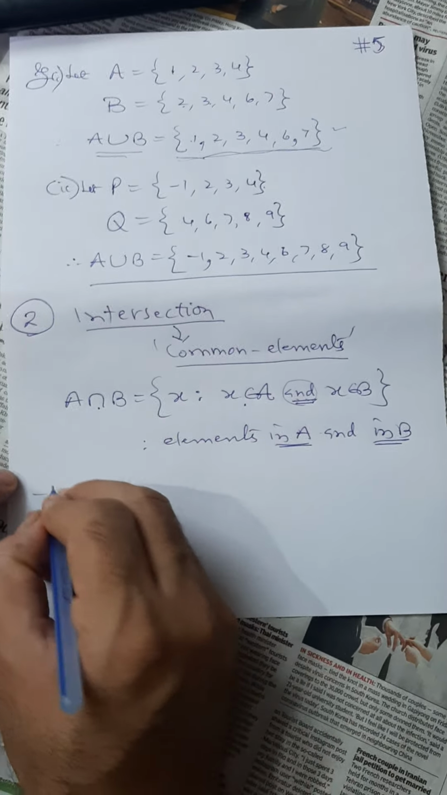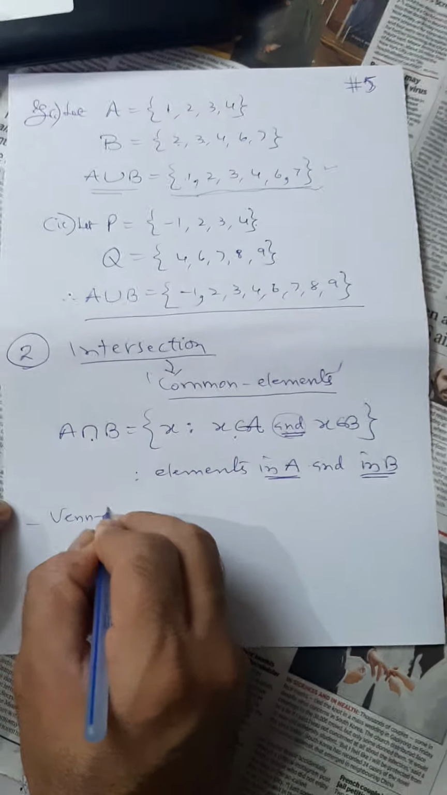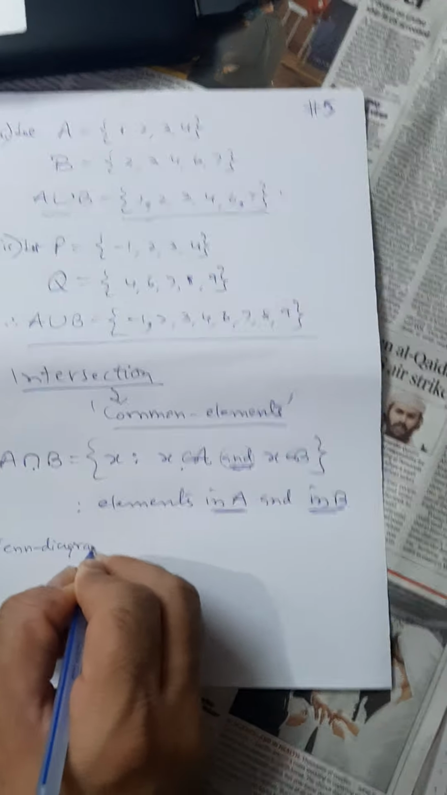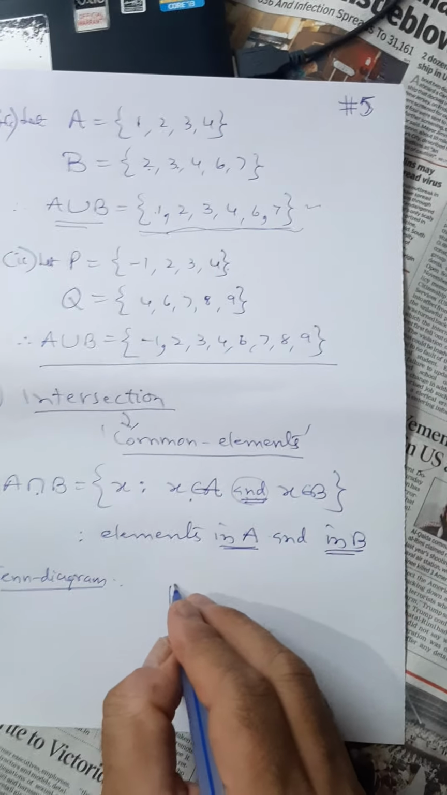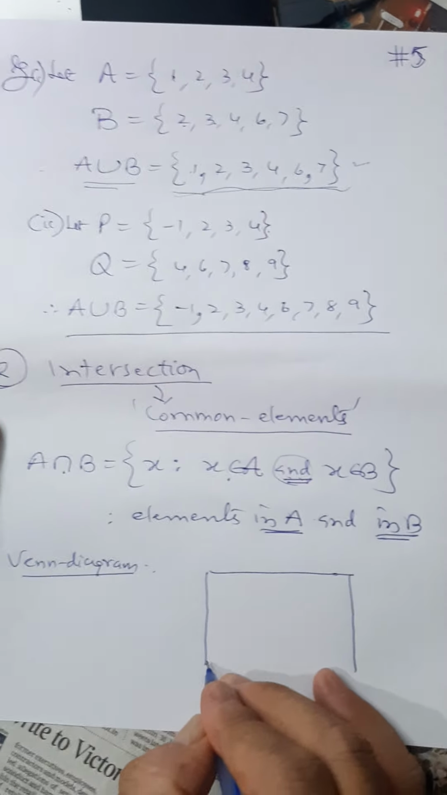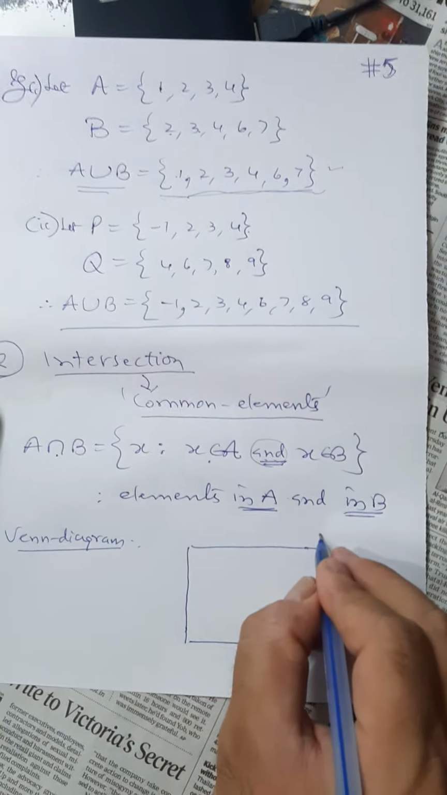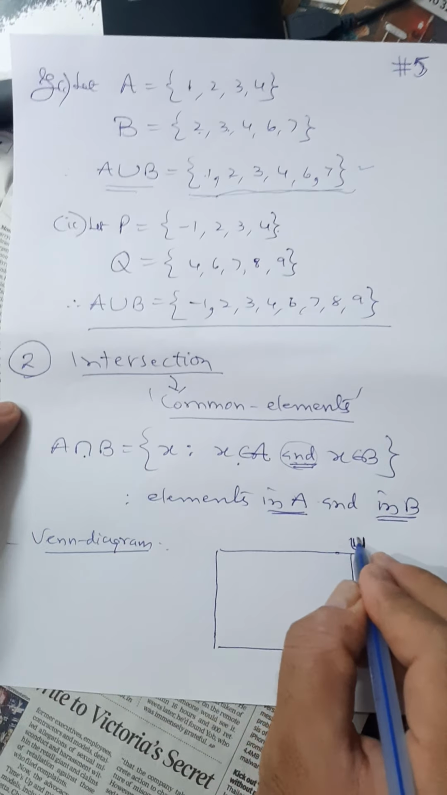So in a Venn diagram, if I go back to the Venn diagram of this, I'll represent again a rectangle here, that is the universal set U.